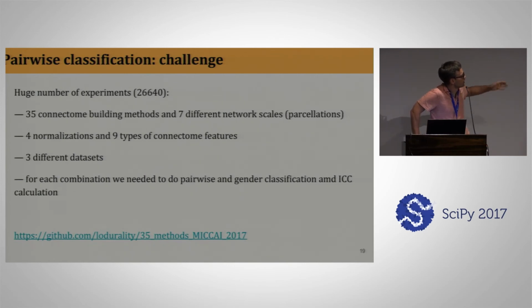We had 4 normalizations and 9 types of connectome features. We had 3 different data sets, and the overall number of combinations was really huge. To do it manually would be really, really tiresome. And for each combination, we needed to solve 3 problems: pairwise classification, gender classification, and ICC calculation.